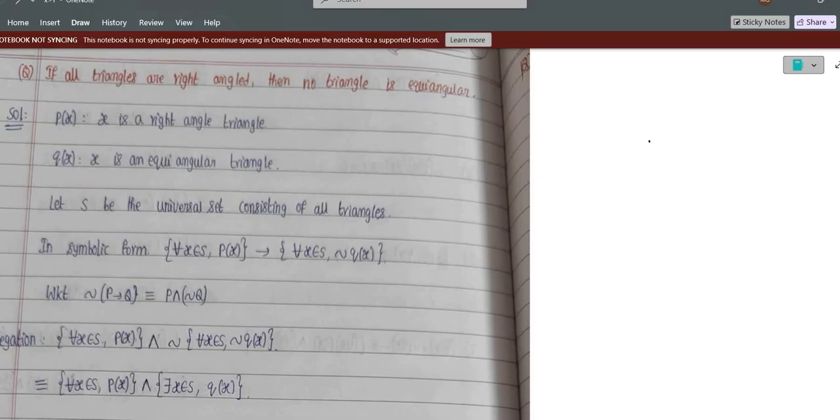So right angle triangle everyone knows, I think so. If there is an angle 90 degrees, then it is called right angle triangle. Equiangular triangle means here if the angle is 60 degrees, here also 60 degrees, here also 60 degrees. This is called equiangular triangle. S is the universal set consisting of all triangles.